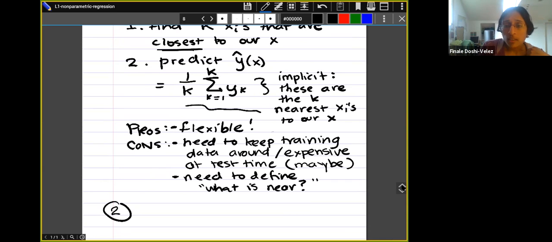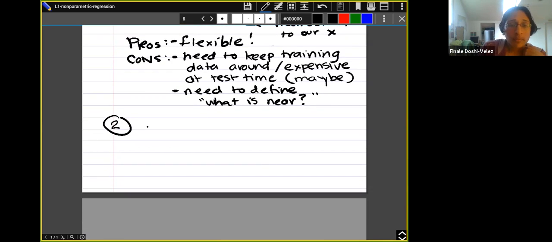And the idea here with kernelized regression is that we're going to be a little more flexible. We're going to relax that notion and say that some points may be more important. They may be closer than other points. The name of the method that we're going to talk about here is kernelized regression.